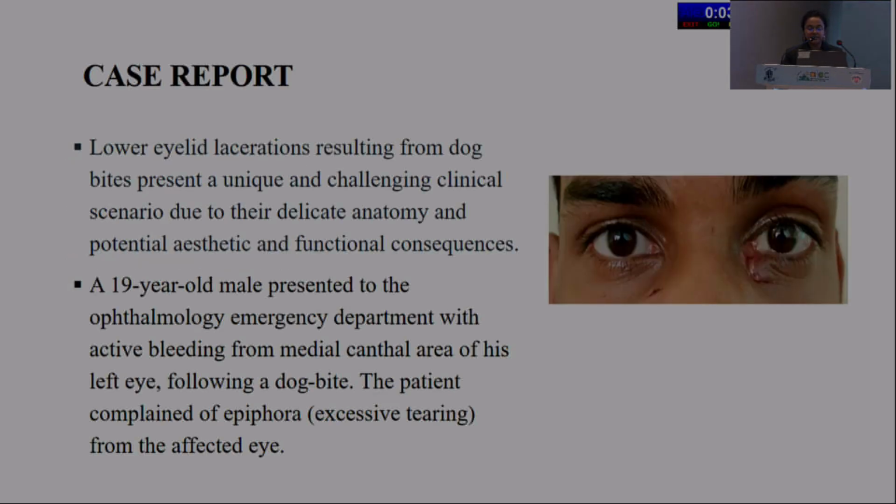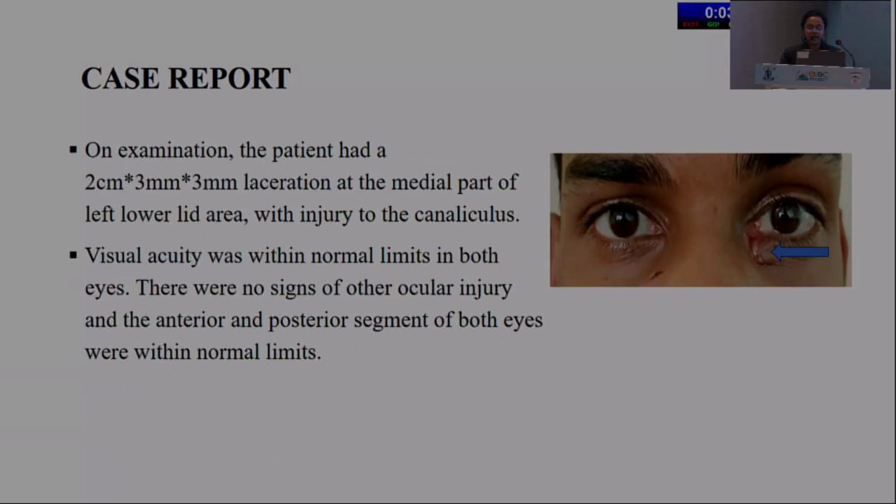Lower eyelid lacerations resulting from dog bites present a unique and challenging clinical scenario due to their delicate anatomy and potential aesthetic and functional consequences. A 19-year-old male presented to the ophthalmology emergency department with active bleeding from the medial canthal area of his left eye following a dog bite. The patient complained of epiphora, excessive tearing from the affected eye.